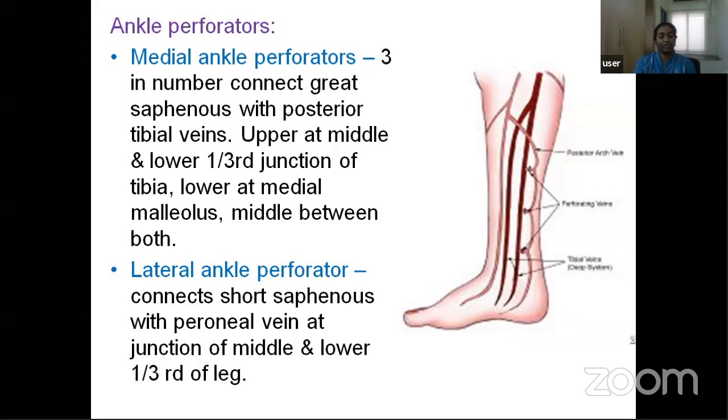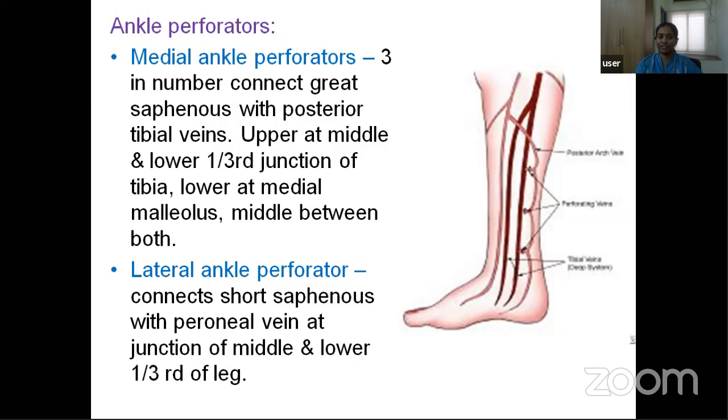Now, when we come to the lateral perforator, we have only one lateral ankle perforator, and it is present at the junction of the middle and lower one-third of the leg. This lateral perforator is connecting the small saphenous, or the short saphenous, with the peroneal vein. And the medial ankle perforators are connecting the great saphenous with the posterior tibial vein. So these are the different perforators that we have.